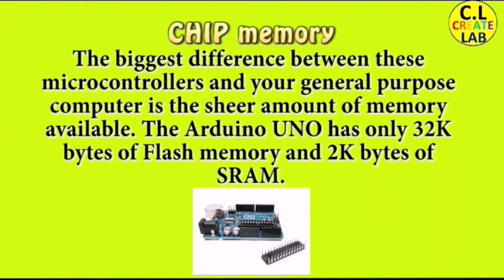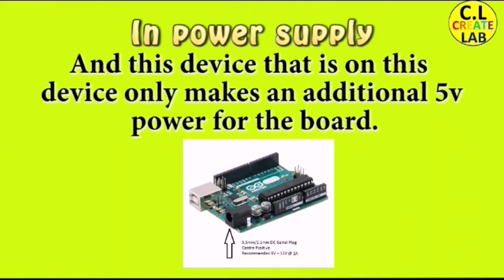Chip memory. The biggest difference between these microcontrollers and your general-purpose computer is the sheer amount of memory available. The Arduino Uno has only 32 KB of flash memory and 2 KB of SRAM. And this device only makes an additional 5-volt power for the board.